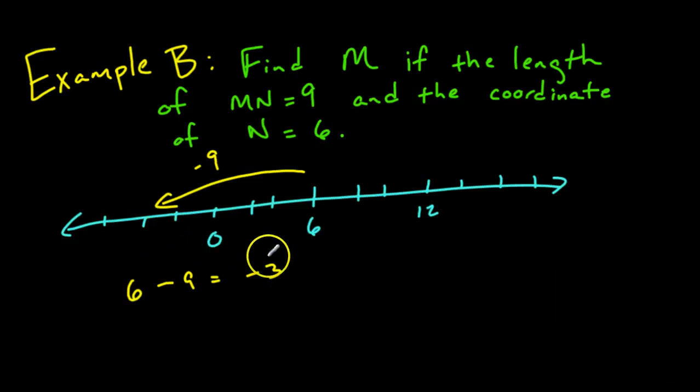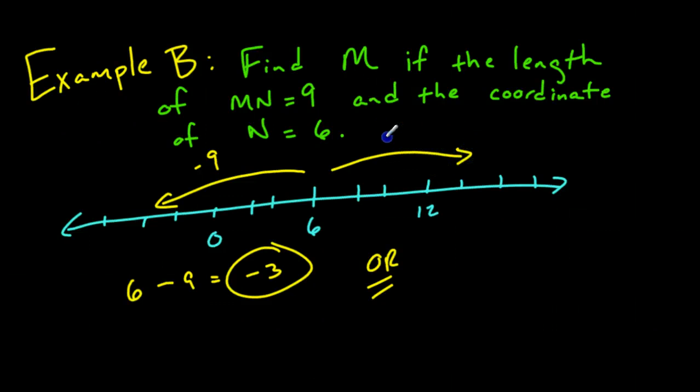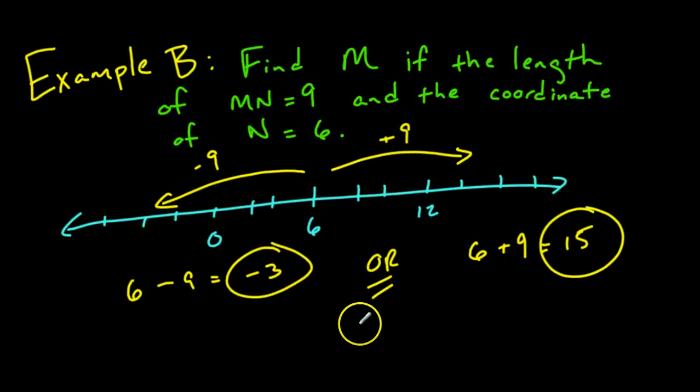That would be going 9 to the left. Now, that's not the only answer, right? We could go 9 to the left, but we could go 9 to the right. So we're going to say or, going 9 to the right, right is positive, so we actually got to add 9, so it's going to be 6 plus 9, which is 15. So in this problem, we don't necessarily know a precise answer for M. It could be -3, but it also could be 15. We know N is 6, could be either one of those two.